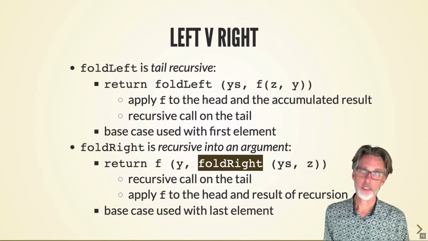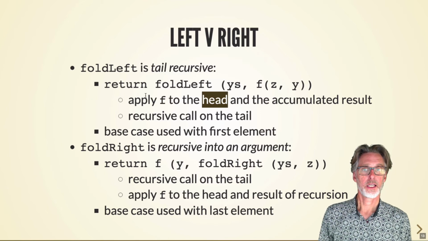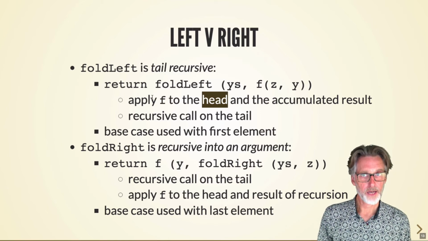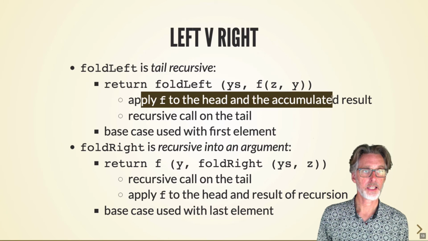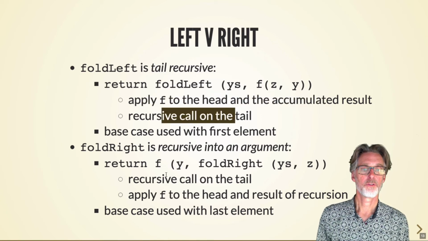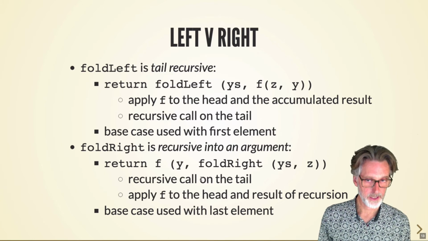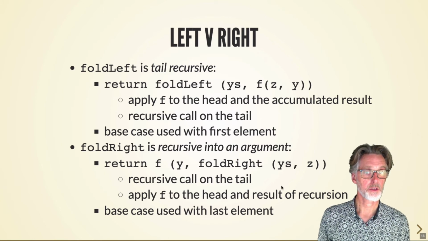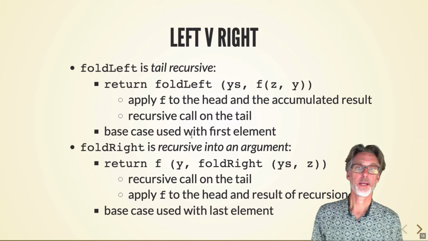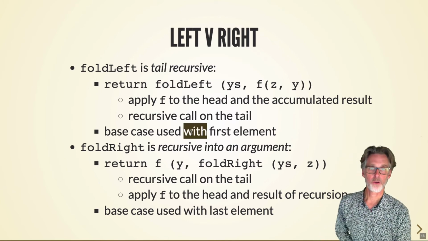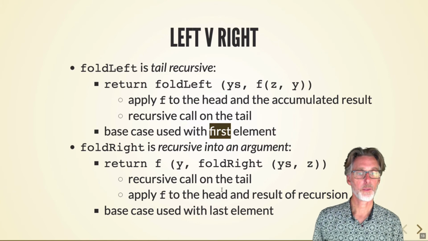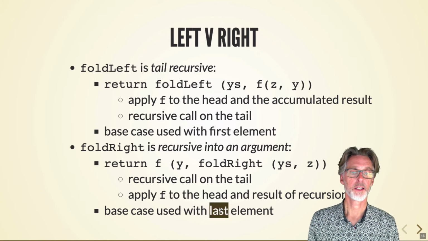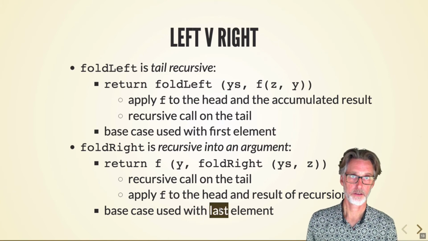So the order here, again, is just reversed. In fold left, we apply F to the head and the accumulated result, and then recur on the tail. Fold right, first we recur on the tail, then we apply F to the head and the result of the recursive call. The base case here in fold left is used on the first element. The base case in fold right is used with the last element.